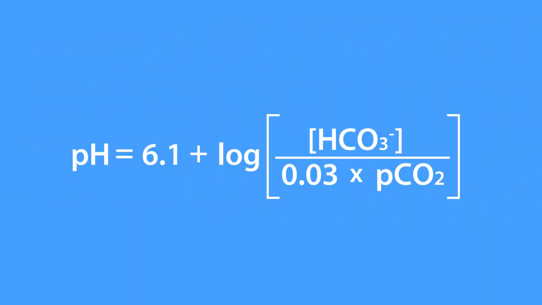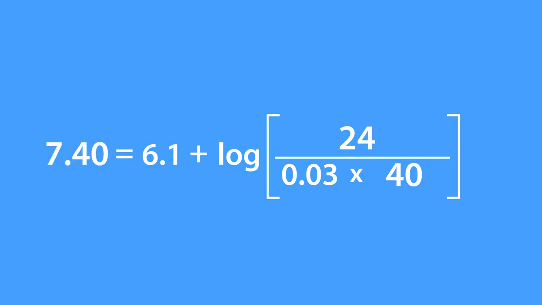So having said that, let's use the Henderson-Hasselbalch equation to estimate the plasma pH. We'll use the normal plasma bicarbonate concentration of 24 millimoles per liter and a normal partial pressure of carbon dioxide of 40 millimeters of mercury. Doing so yields a normal plasma pH of 7.4.